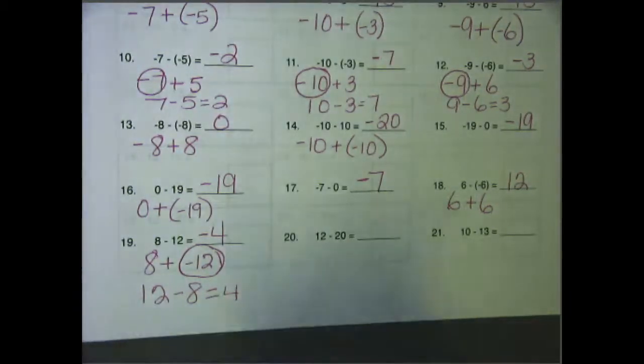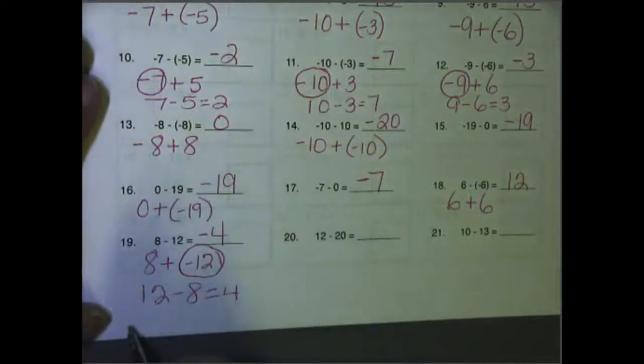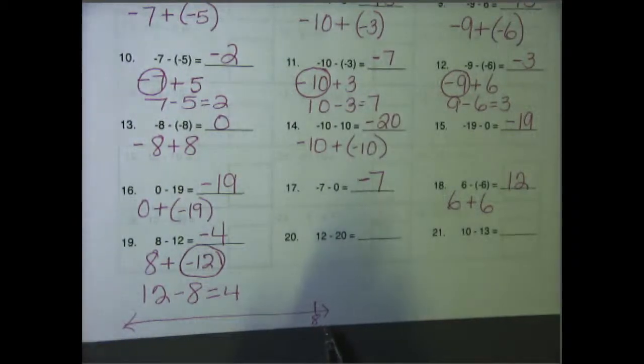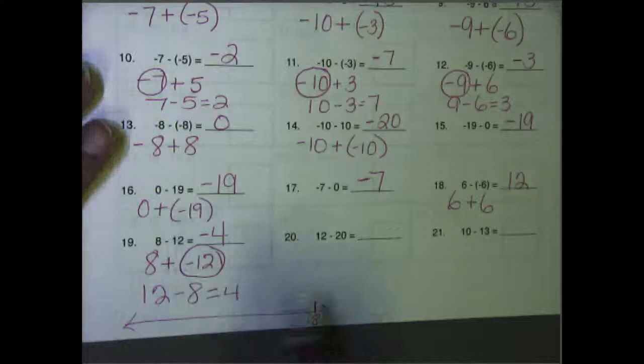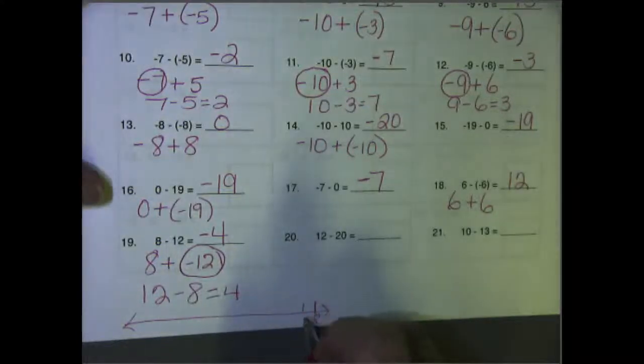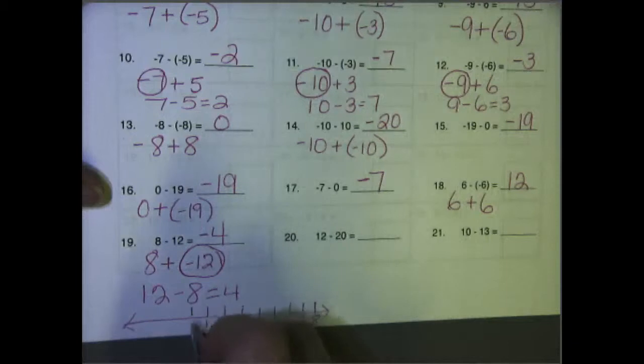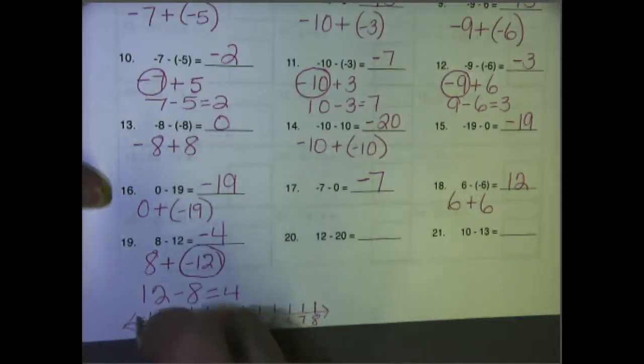If you think about it as being on a number line, if you're on 8, on your number line, you start here at 8, and you're going to go 12 spaces. You're going to subtract. Minus means subtract. We're going to the left. 12 spaces. We'd have 7, 6, 5, 4, 3, 2, 1, 0, negative 1, negative 2, negative 3, negative 4.